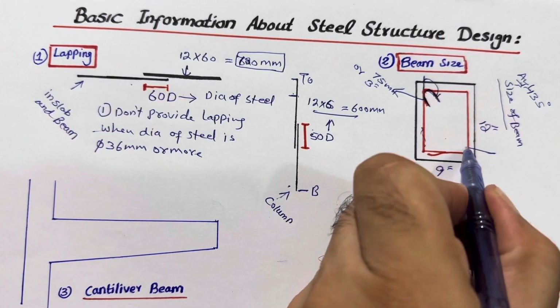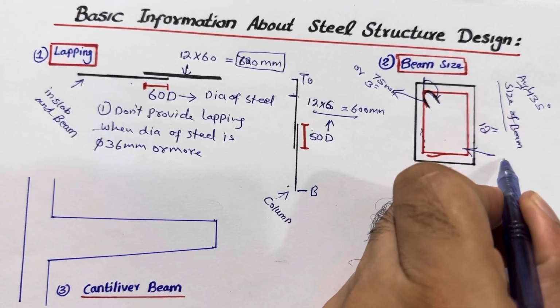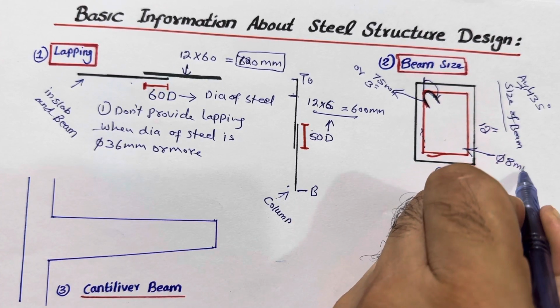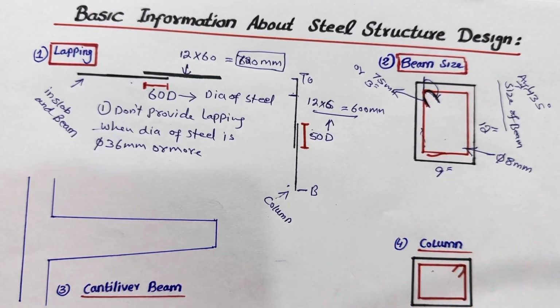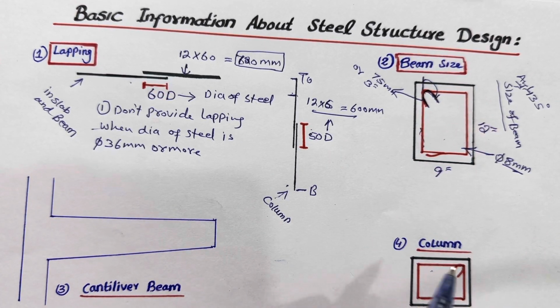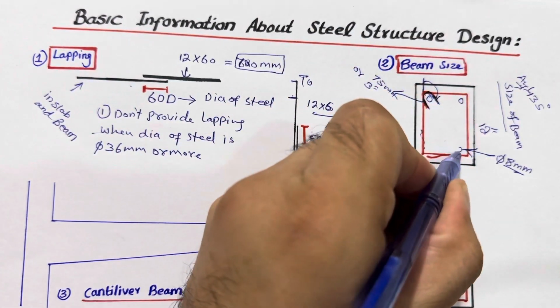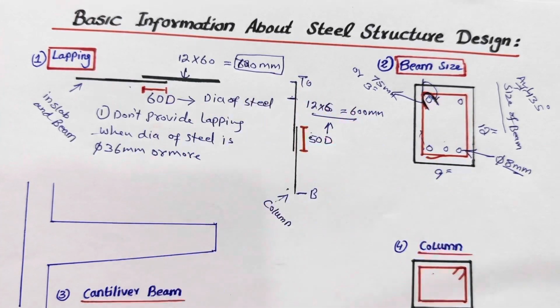Next, the diameter of the stirrups should not be less than 8 millimeter. Normally people are using about 6 millimeter, but that is very short, or minimum, diameter. So 8 millimeter is best when you are using 12 millimeter main steel rods. For example, one is this one, this is the other one, and these three bottoms.